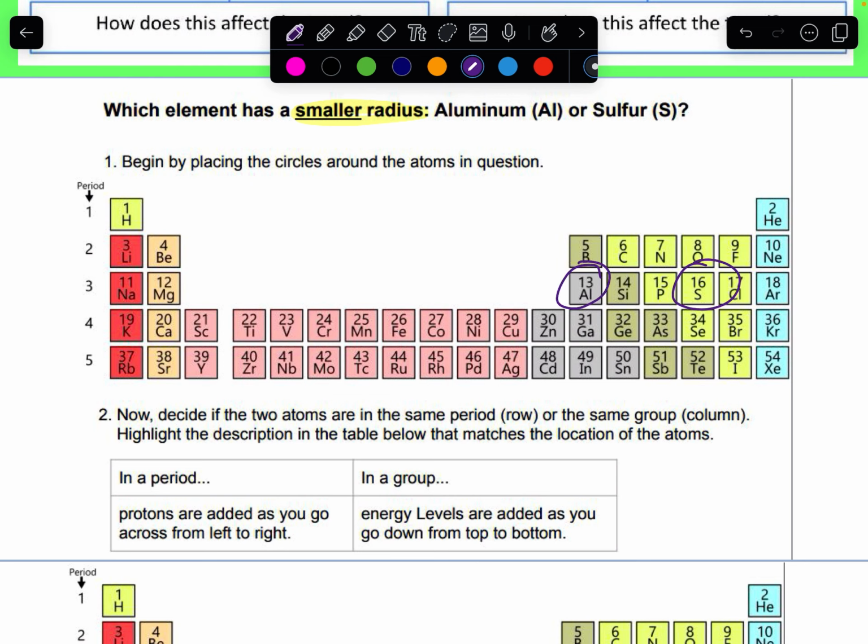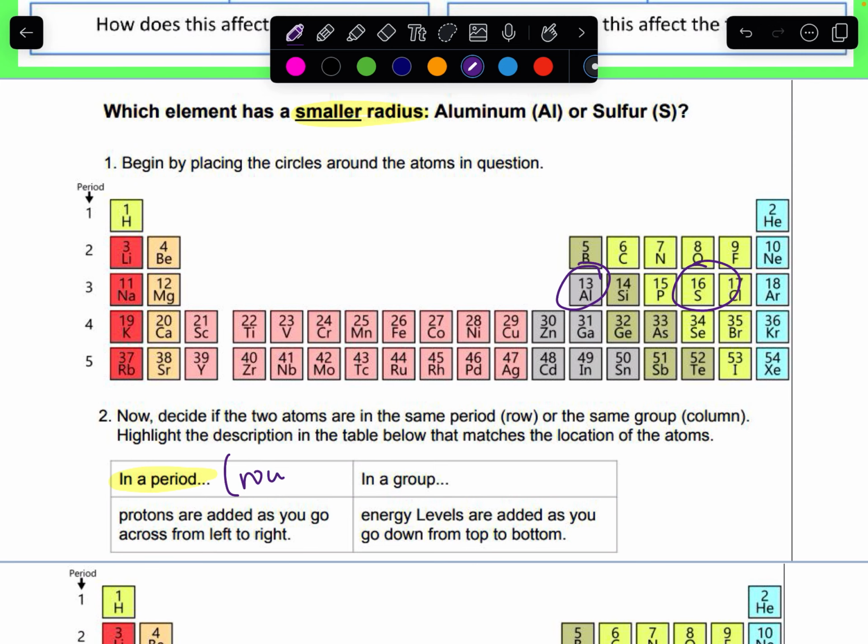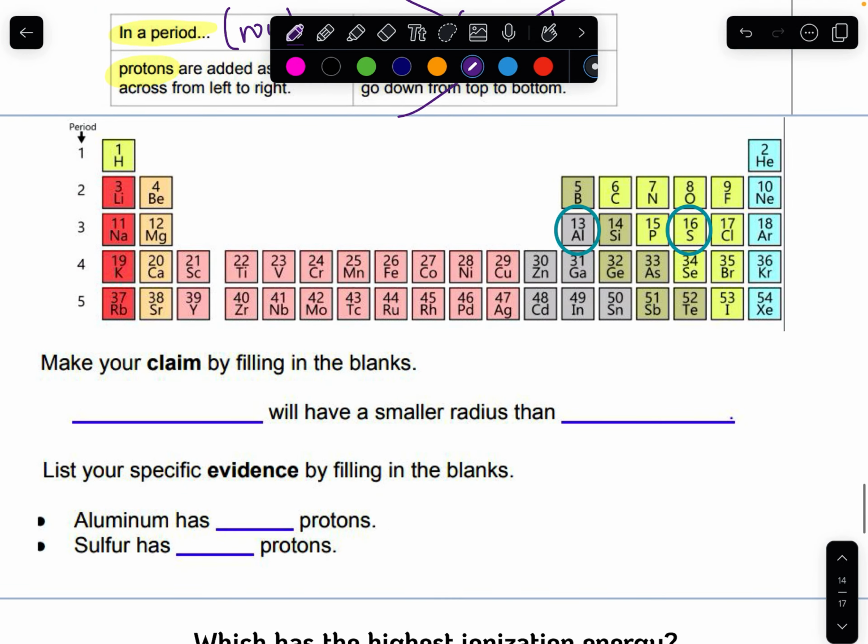So I'm comparing two things in a period. A period is just another word for row, and a group is just another word for column. We're talking about a period, so I can ignore this whole group section. And it's telling me we want to compare protons. Don't forget to look at your green sheet. So let's see if we can fill this in.